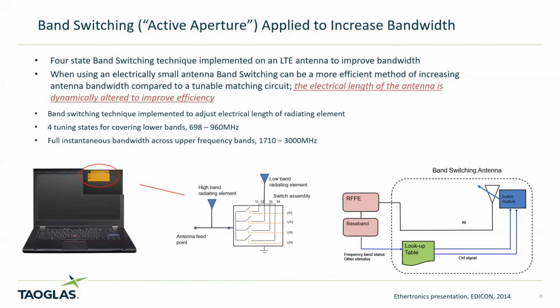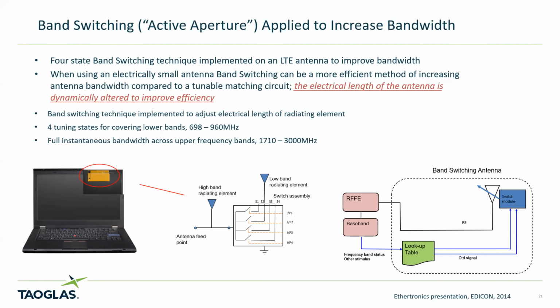Going to technique number 2, which is band switching or the active aperture, this was done when I was working at Ethertronics. Again, all this information is in the public domain. A lot of this stuff happened quite a while ago. I'm just showing examples of active antennas that succeeded in making it into production, to help provide benefit for that radio system.